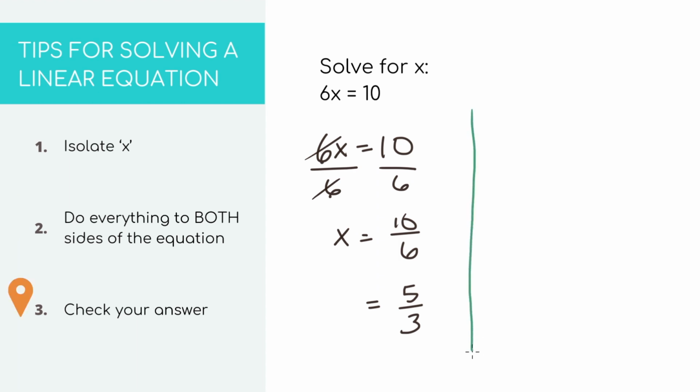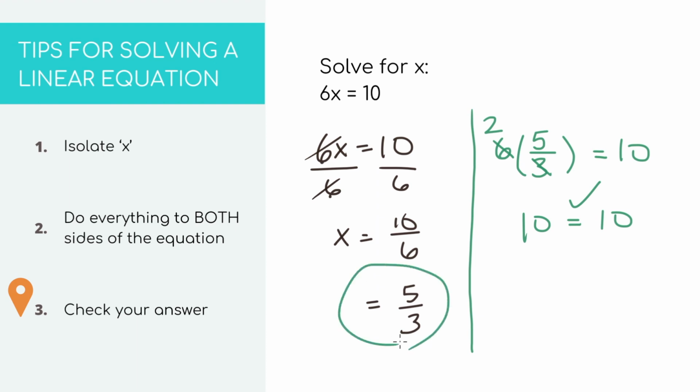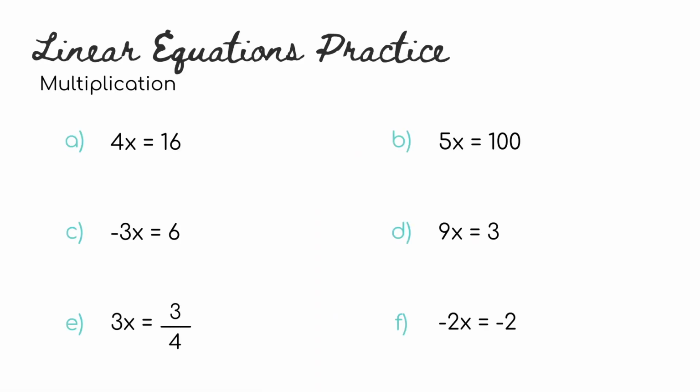Okay, let's plug it back in. We'll get 6 times 5 over 3 equals 10. I'm not even sure if this is right, so let's just keep going. We can cancel out the 3 from the 6, and we're just left with 2. And 2 times 5 equals 10, which is true. So we have the right answer. Let's do some practice problems.